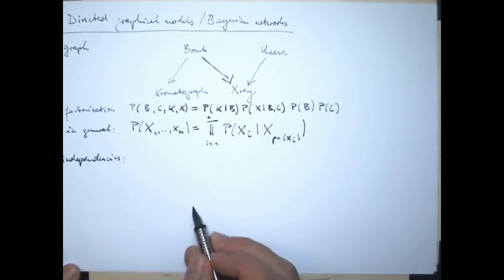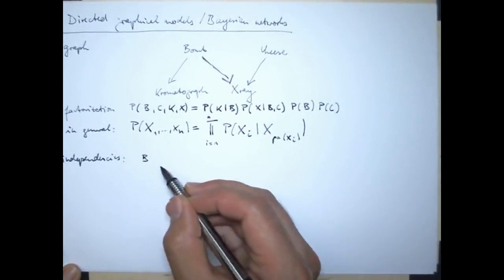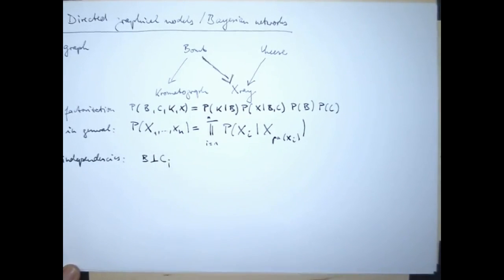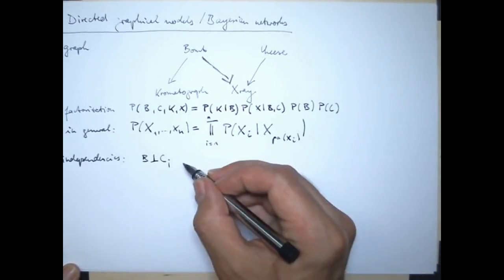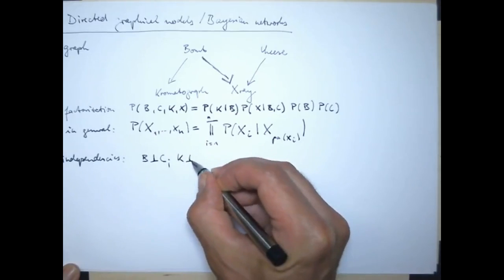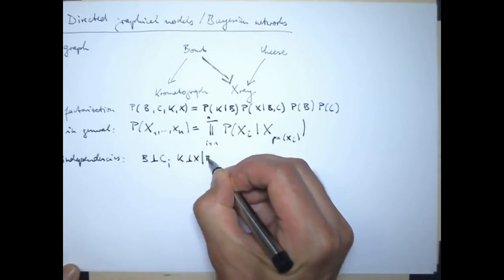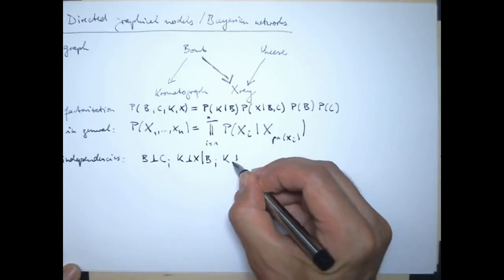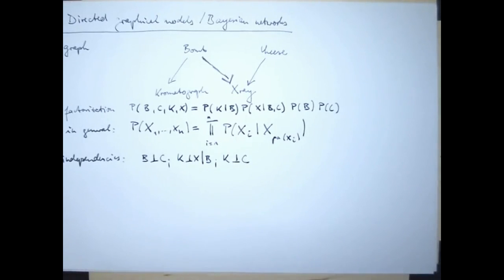For example, in this particular model, B is independent of C, or K is independent of X given B, or K is independent of C. And I will show why in a slide or two. So we have these independencies here, and this is where, well, part of the use of graphical models comes from.